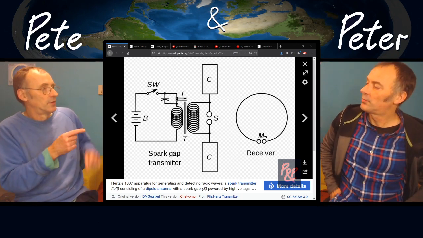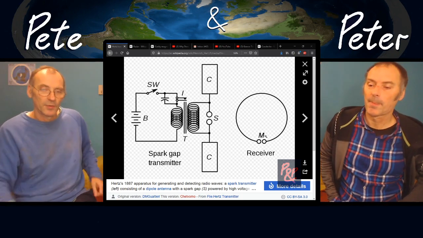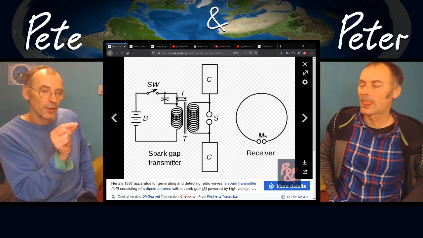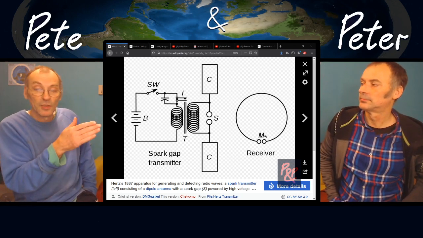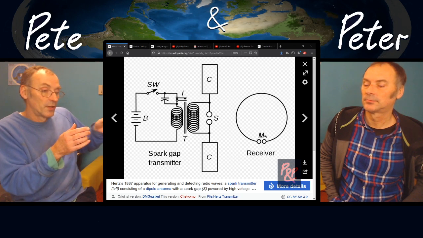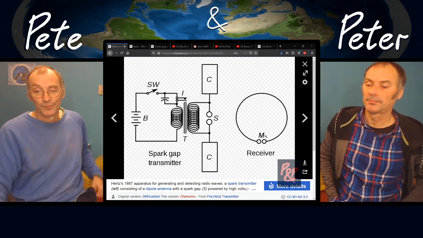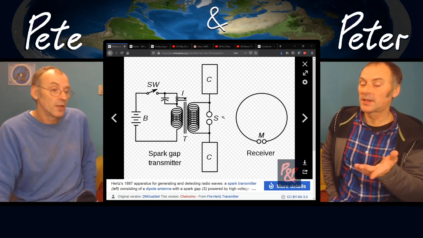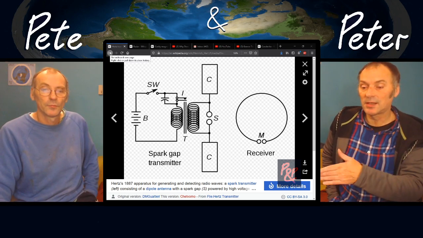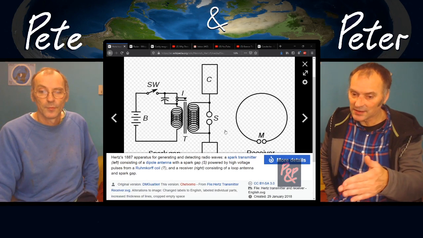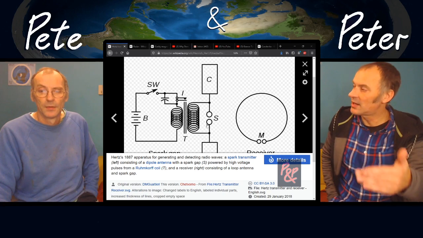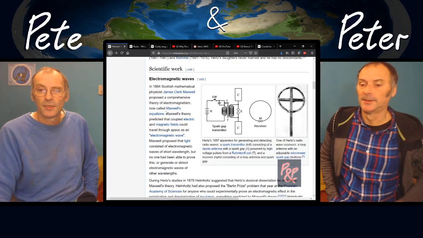A ringed coil of brass, absolutely, of course, with a small little gap, a spark gap, and he noticed that there was a spark on his receiver. But I don't think it actually says how far away his ring was held.